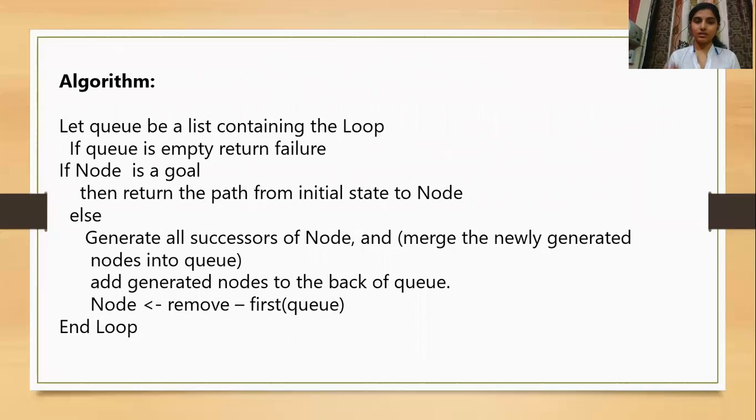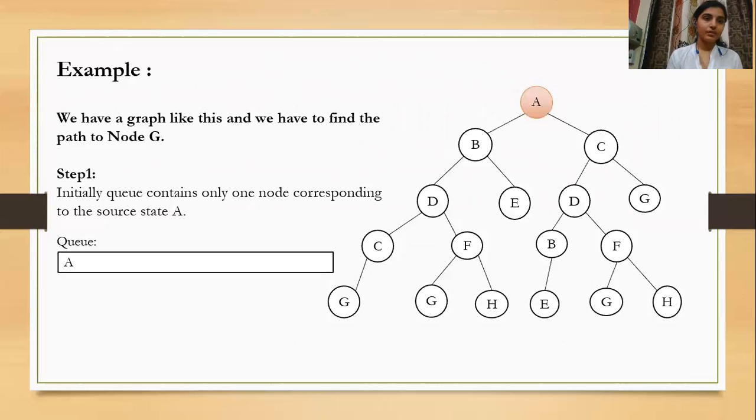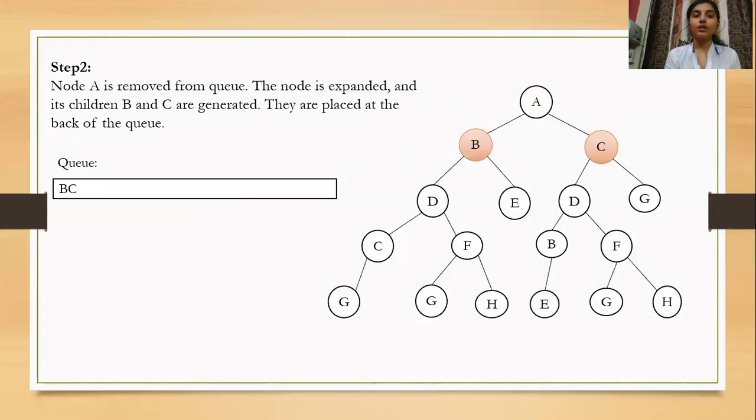Let's see an example for it. This is the example you are seeing on the screen, and we have to find the node G. So G is our goal node. Initially we have A as the root node, and we insert A into the queue. We will see if A is our goal node or not. A is not our goal node.